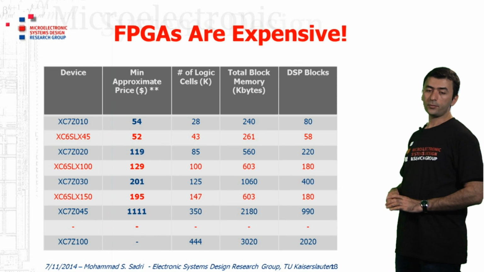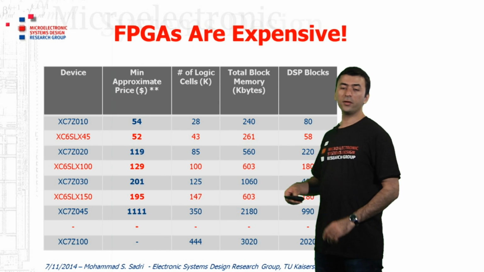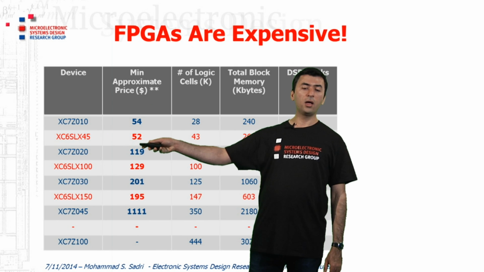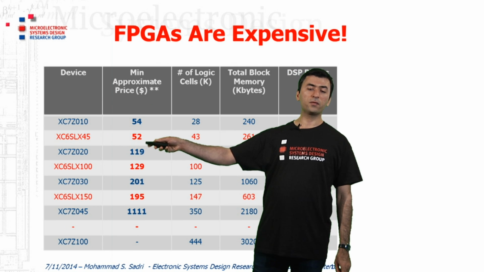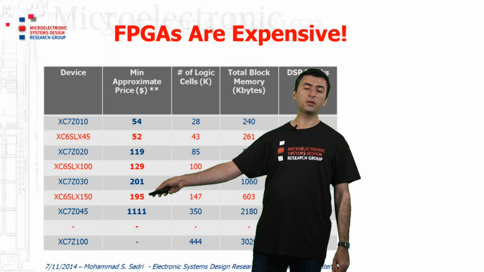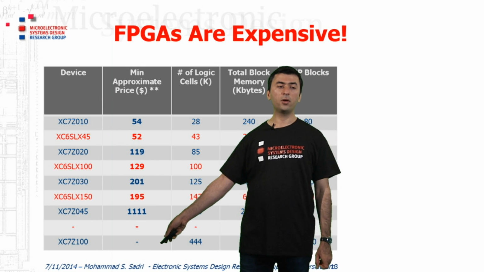Here, I am listing the Xilinx ZYNQ devices. So we have the first device. It is XC7Z010, and then the next device is here, XC7Z020, then 030, 045, and 100.